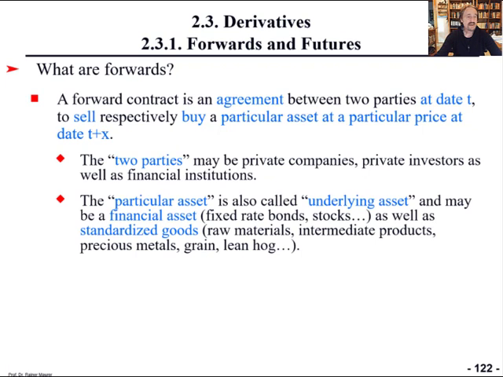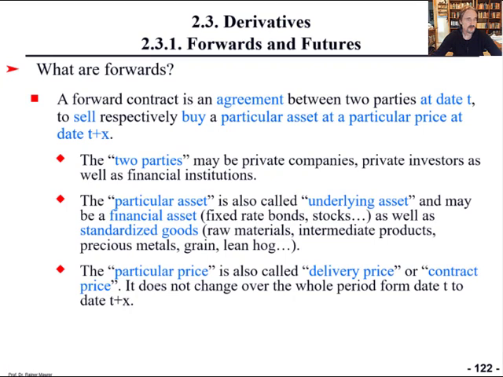The particular asset is also called the underlying asset. I will use the term underlying asset in the following. And this underlying asset may be a financial asset, for example, fixed rate bonds, stocks, and so on, as well as standardized goods. For example, raw materials, intermediate products, precious metals, grain, lean hog, whatever.